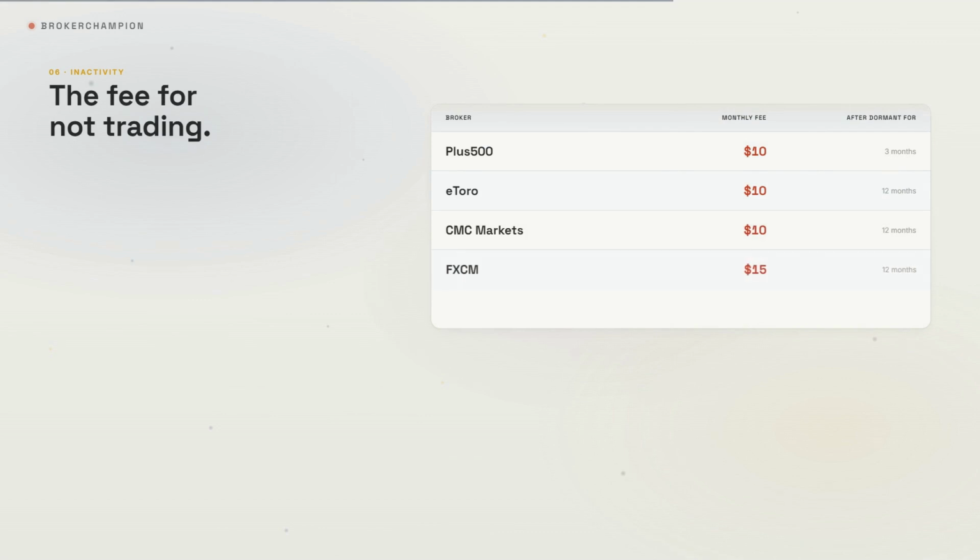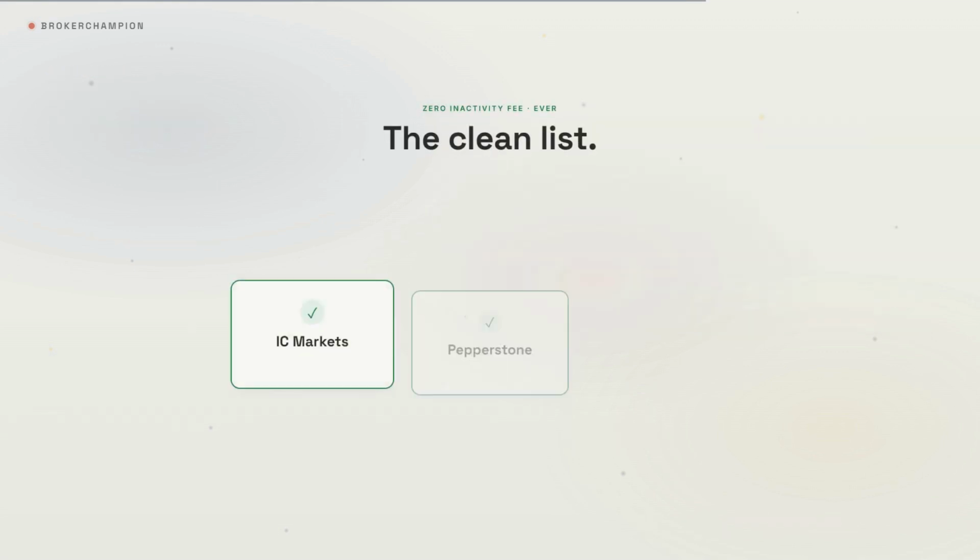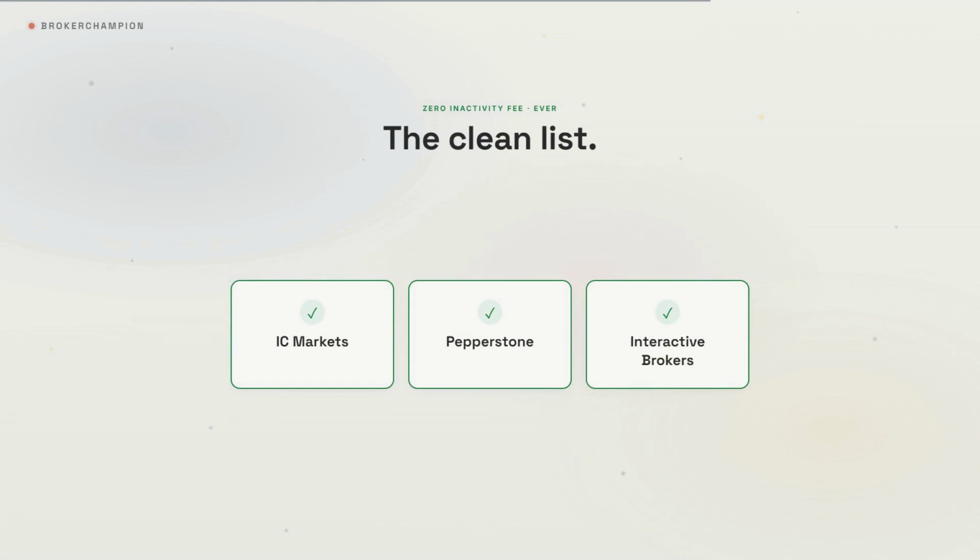And now the strangest fee of all, the fee for not trading. Most regulated brokers charge a monthly inactivity fee after your account goes dormant. Plus500 charges $10 a month after just 3 months of inactivity. eToro and CMC Markets, $10 after 12 months. FXCM, $15. Oanda, $10. The brokers with zero inactivity fee ever? IC Markets, Pepperstone, Interactive Brokers.